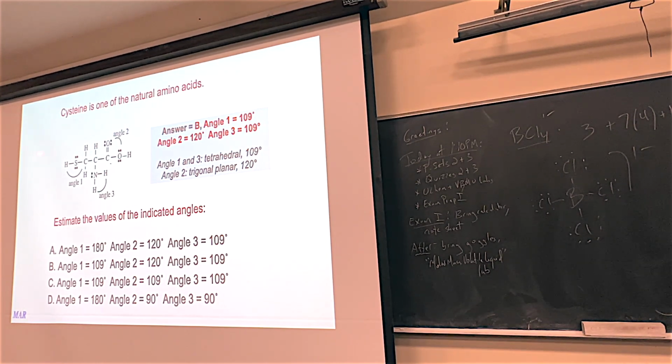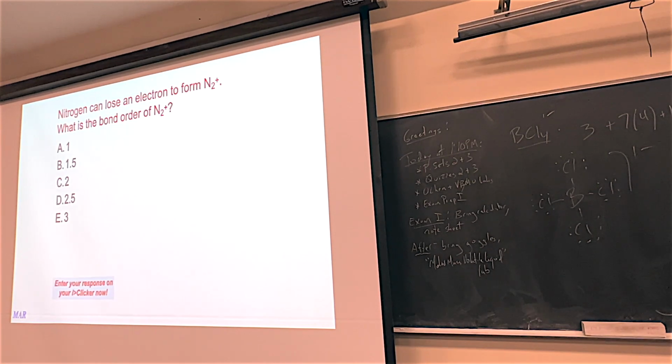Again, the drawings will make it look like you've got 180s, 90s, and stuff like that. But in the real world, the electron pair geometry, yeah. Questions on that?